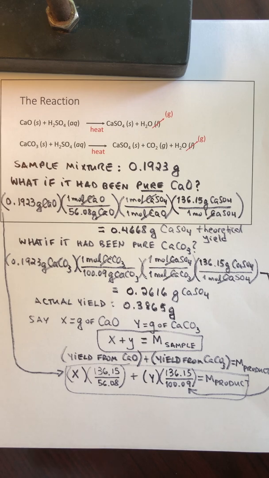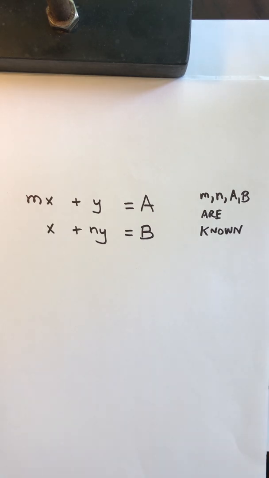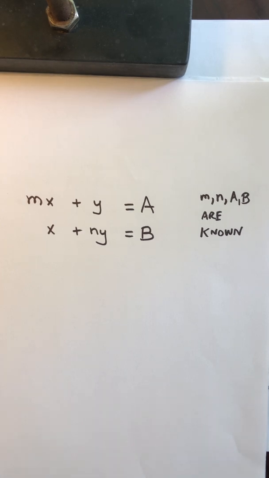Let's refresh our memories about that, okay? So here we go. Let's say that I have two equations in X and Y, all right? mx plus y equals A, x plus ny equals B. In this case, we know the values of m, n, and then A and B. These are just numbers. How can I adjust this? Well, what I want to do is I want to create a system of equations where I can eliminate one of the variables at a time.